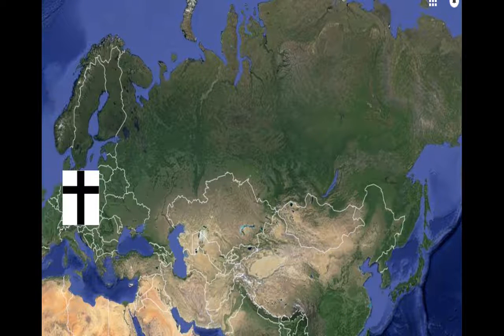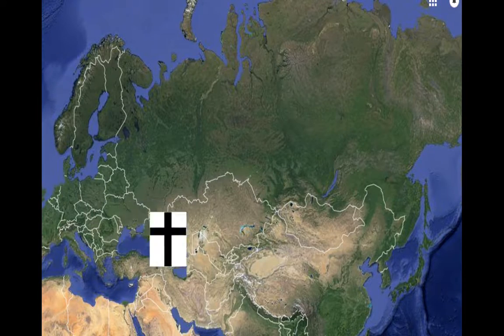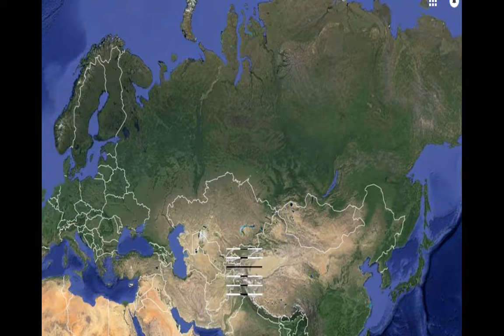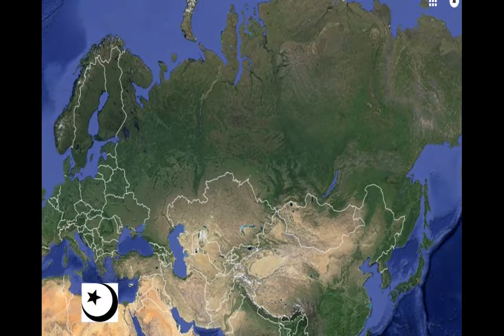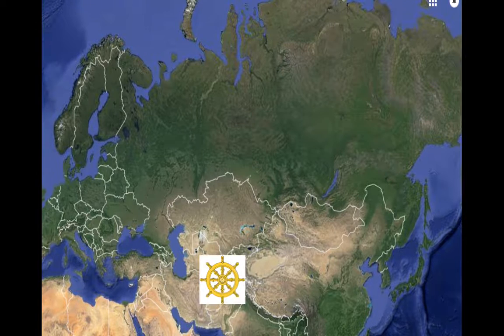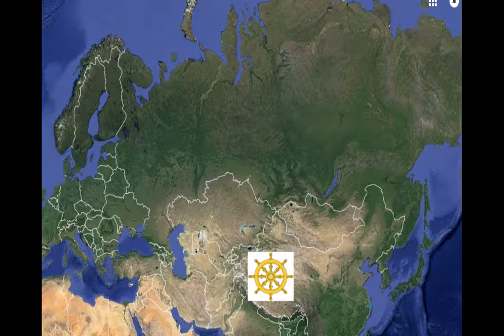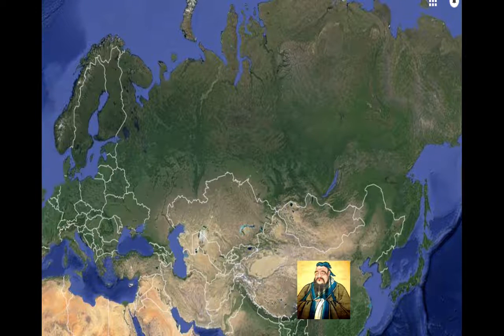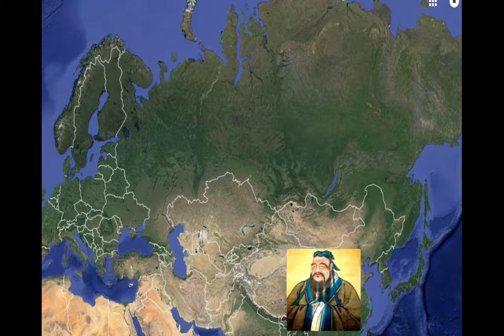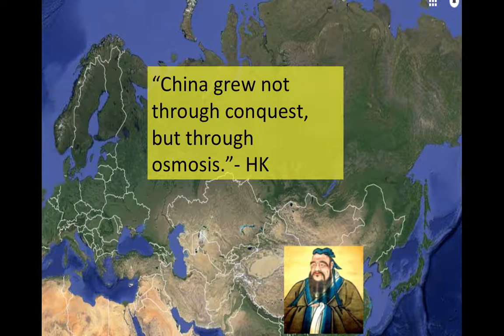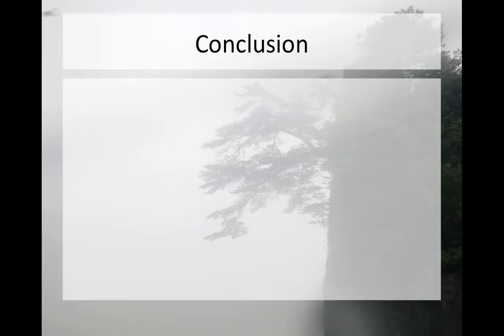In addition to explorers coming and visiting, Christianity was brought to the Yuan dynasty from Europe. Islam was brought from North Africa. Buddhism took a higher toll in China, especially Tibetan Buddhism. And Confucianism, the existing philosophy and doctrine of China, began to spread and grow.